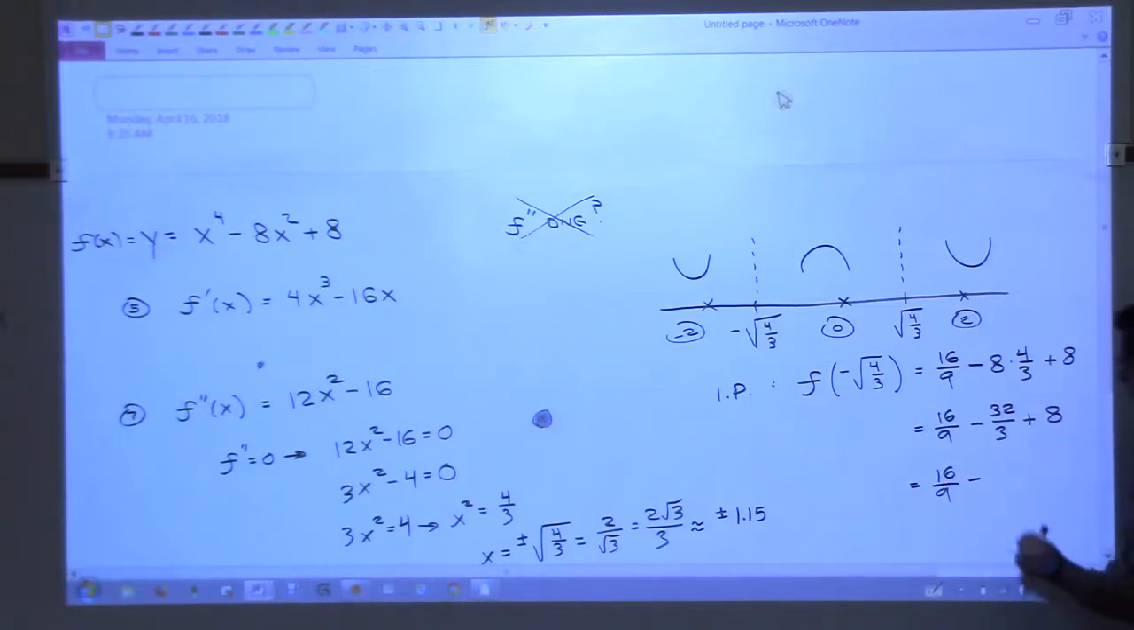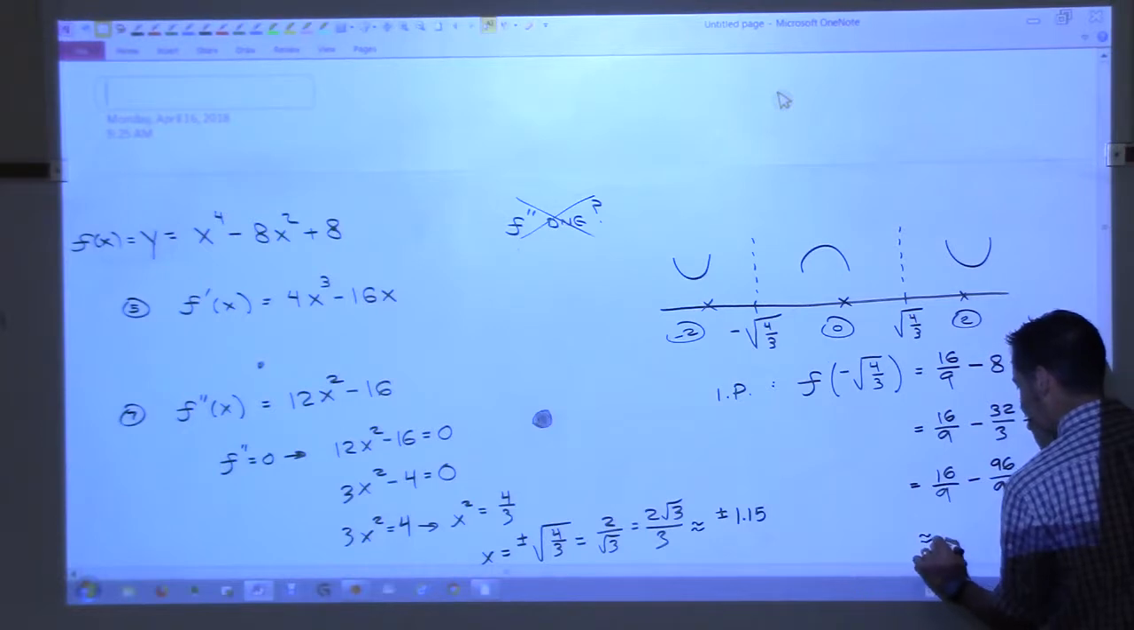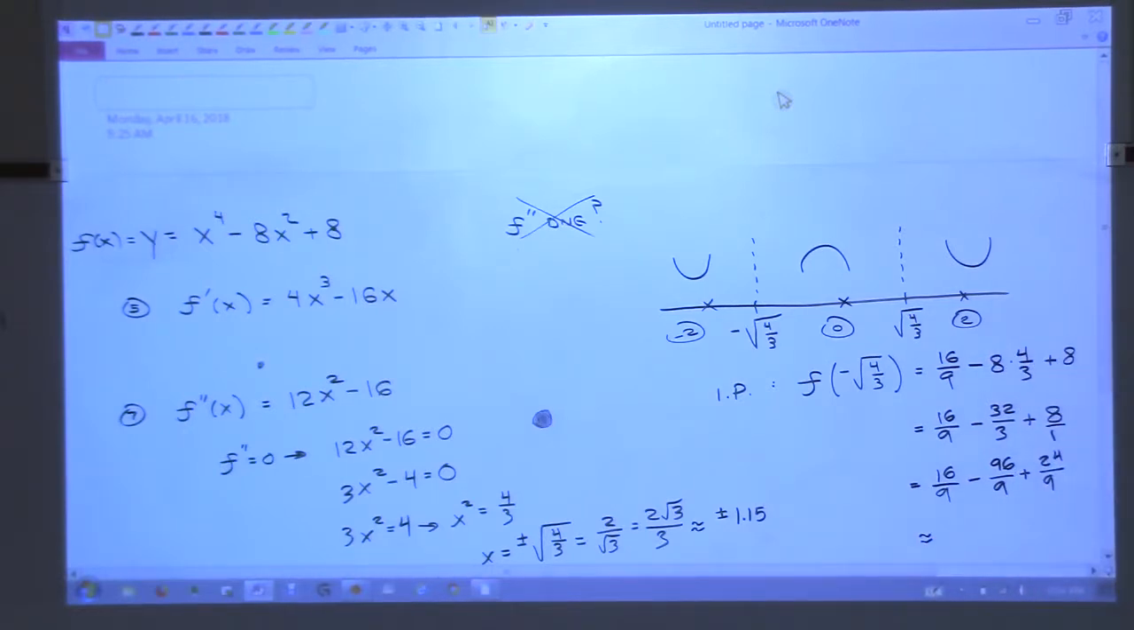Common denominator. So I multiply the top and bottom here by 3, right? So I think that's 96 ninths, and then 3, so 24 ninths. See, this is all just arithmetic, right? And then whatever that is. Someone have a decimal? Anyone have the decimal? No?